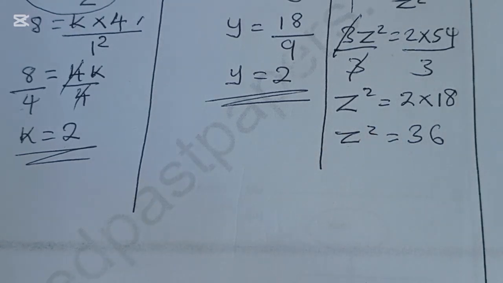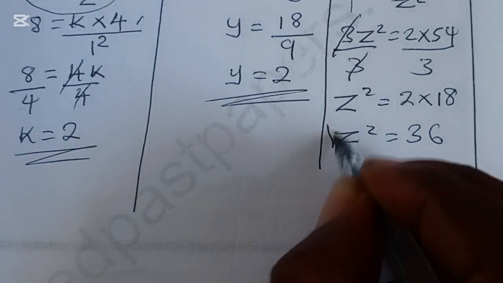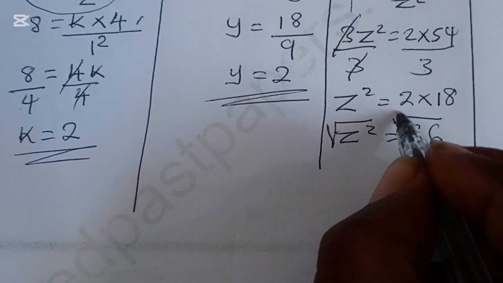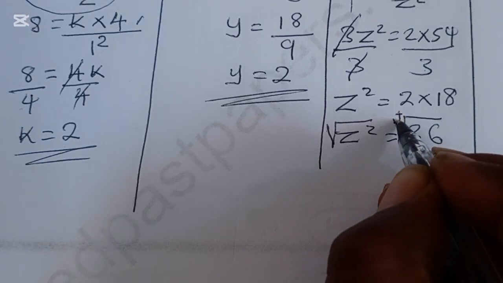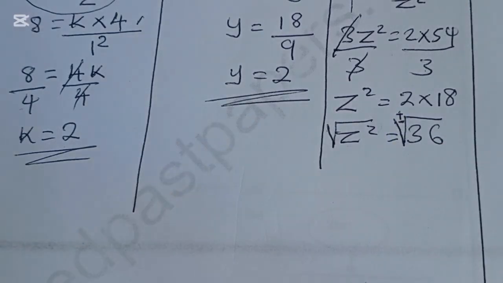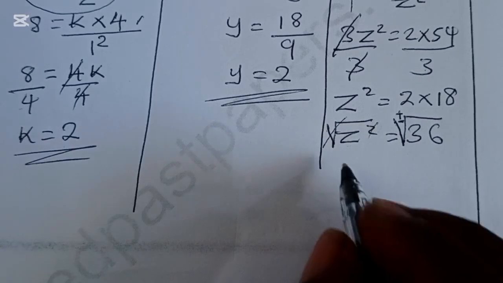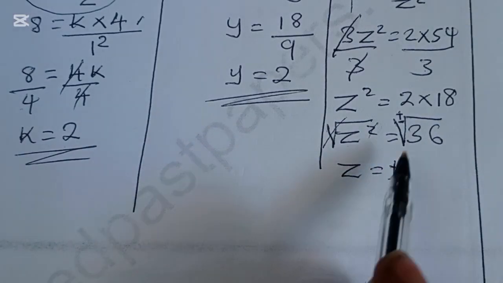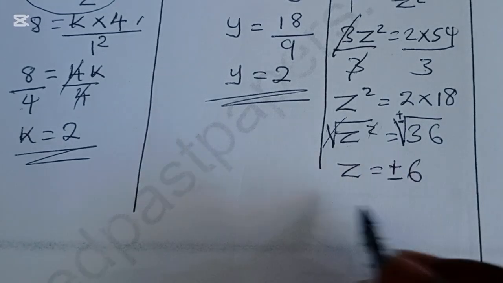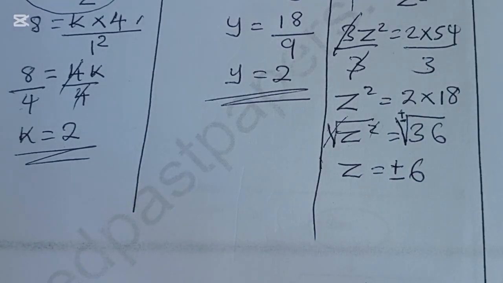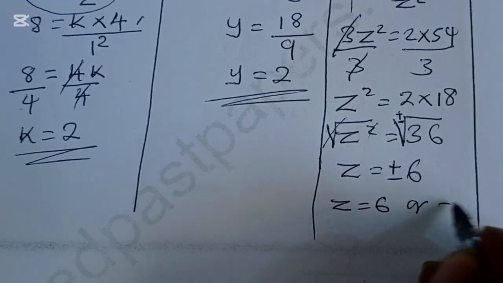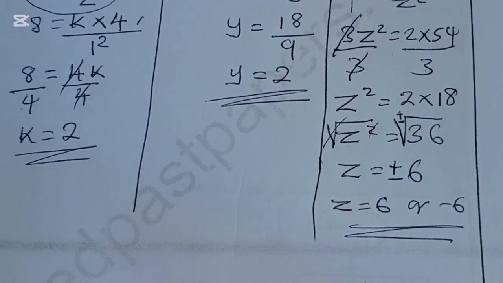So now, how do we get rid of the squared? It is by introducing the square root both sides. But on this side, we say positive or negative. So the square root and the squared goes. So z is equal to positive or negative the square root of 36, it is 6. So we have now two values of z. So z is positive 6 or negative 6.